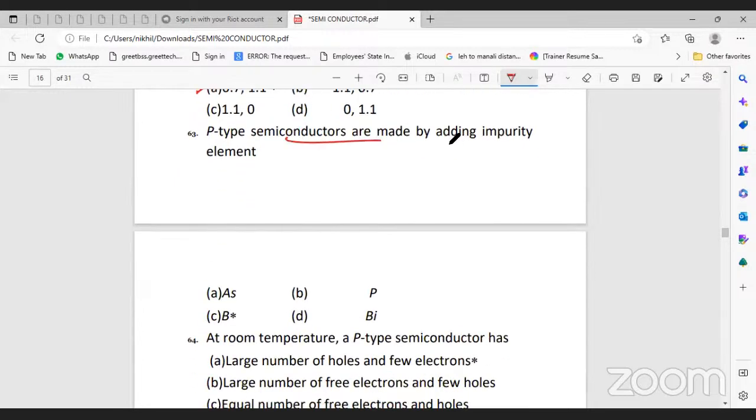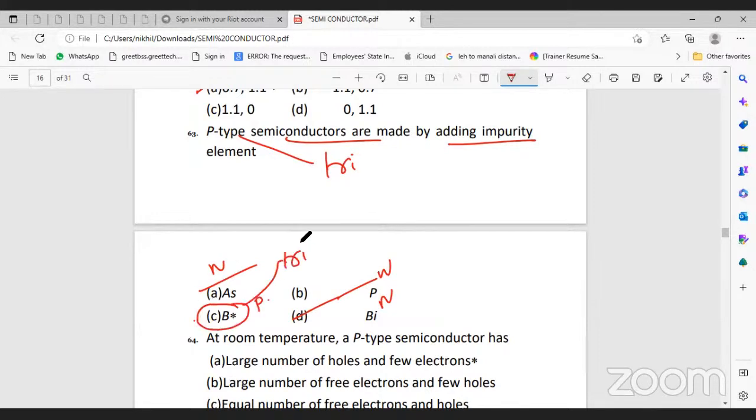P-type semiconductor is formed by adding an impurity element of what? P-type means it should be doped with a trivalent, not phosphorus, arsenic, bismuth, which give N-type semiconductor. Boron is a P-type semiconductor because it is a trivalent dopant. So option C is the right answer.